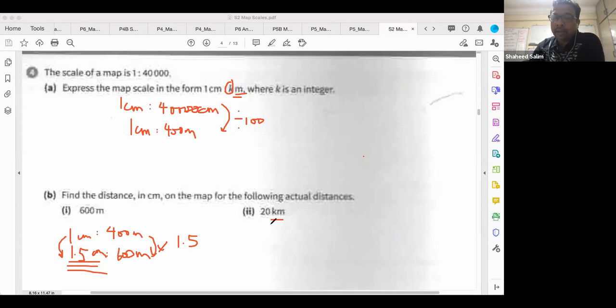And remember, this is not km. This is m. Down here is m only. So you can change it to km then. You can find how many cm to 1 km. You can do it.